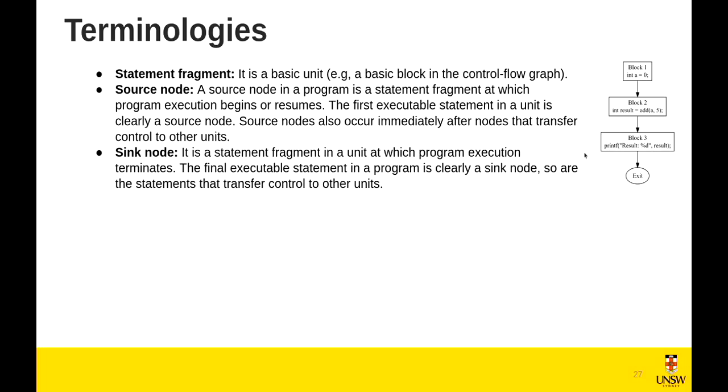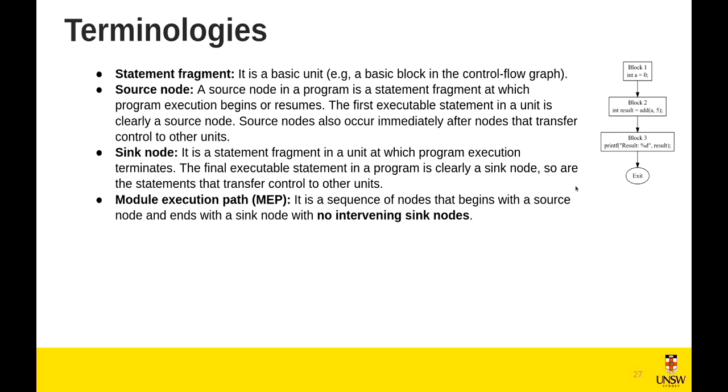And for a sink node, we consider it as where the program terminates or the program transfers control to other units. So for example, here in block 2, we are transferring control to add here. So when we execute this statement, block 2 is also considered a sink. So this block 2 is actually both a source and a sink. And of course, the exit node is a sink.